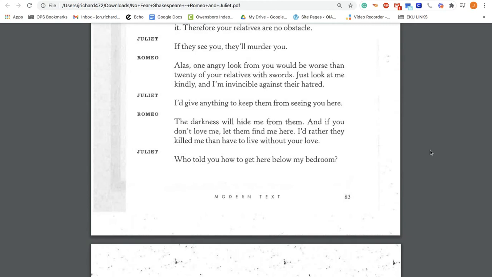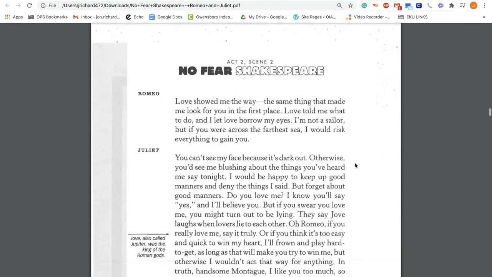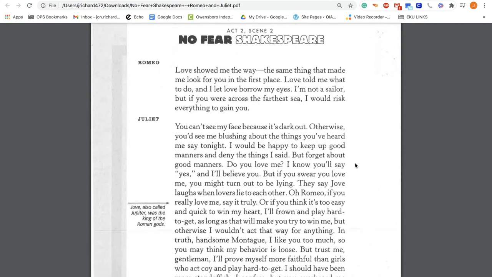I'd give anything to keep them from seeing you here. The darkness will hide me from them. And if you don't love me, let them find me here. I'd rather they killed me than to have to live without your love. Who told you how to get here below my bedroom? Love showed me the way. The same thing that made me look for you in the first place. Love told me what to do, and I let love borrow my eyes. I'm not a sailor, but if you were across the farthest sea, I would risk everything to gain you.